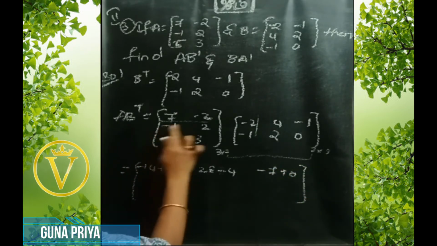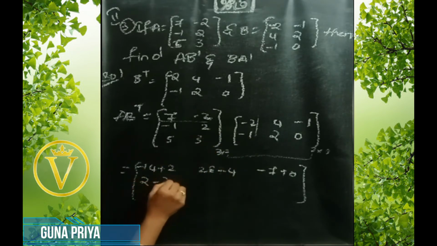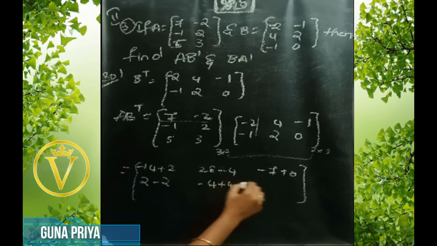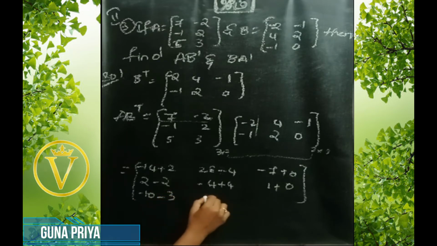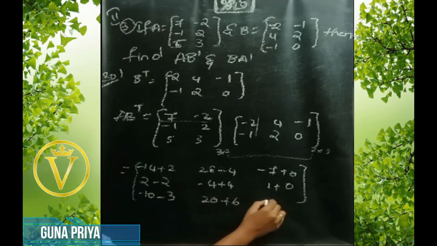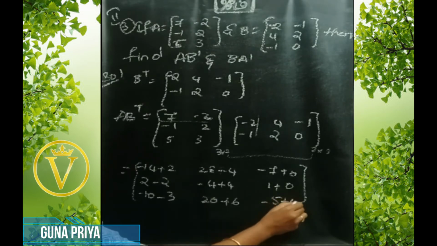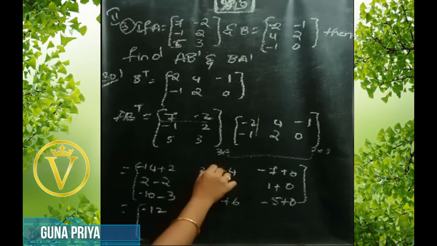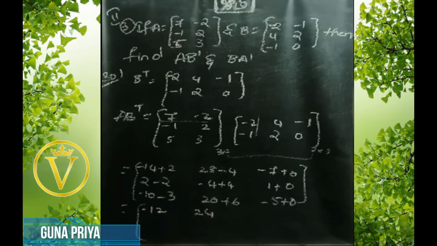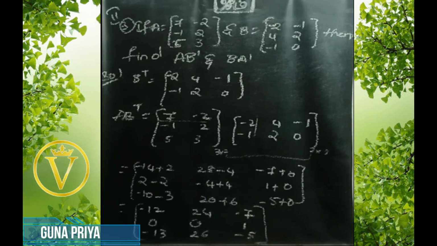Next, minus 1 into minus 2, 2, minus 2. Minus 4 plus 4. 1 plus 0. Minus 5 plus 0. Minus 14 plus 2 is minus 12. 28 minus 4 is 24. Minus 7, 0, 0, 1, minus 13, 26, minus 5. So this is the answer for the AB transpose.